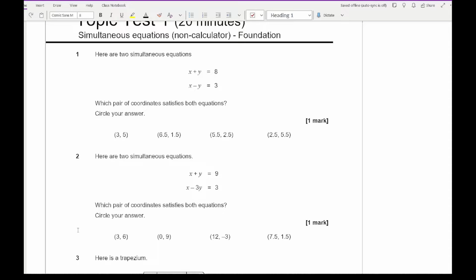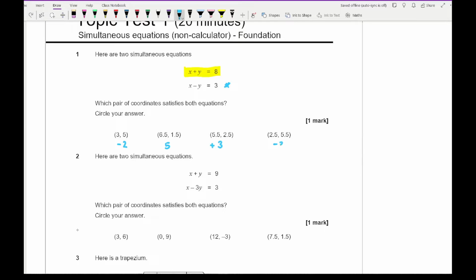So looking at all the coordinates, you should spot that all of them add up to equal 8. So this one here applies to every single one. So the one that we need to focus on is this one here. What we're looking for is that the difference between the x ordinate and the y ordinate is positive 3. So here you can see in this first one that the difference is minus 2. In this one we've got a difference of positive 5. In this one we've got a difference of positive 3. And in this fourth option we've got a difference of minus 3. So here our correct answer is going to be our third option.